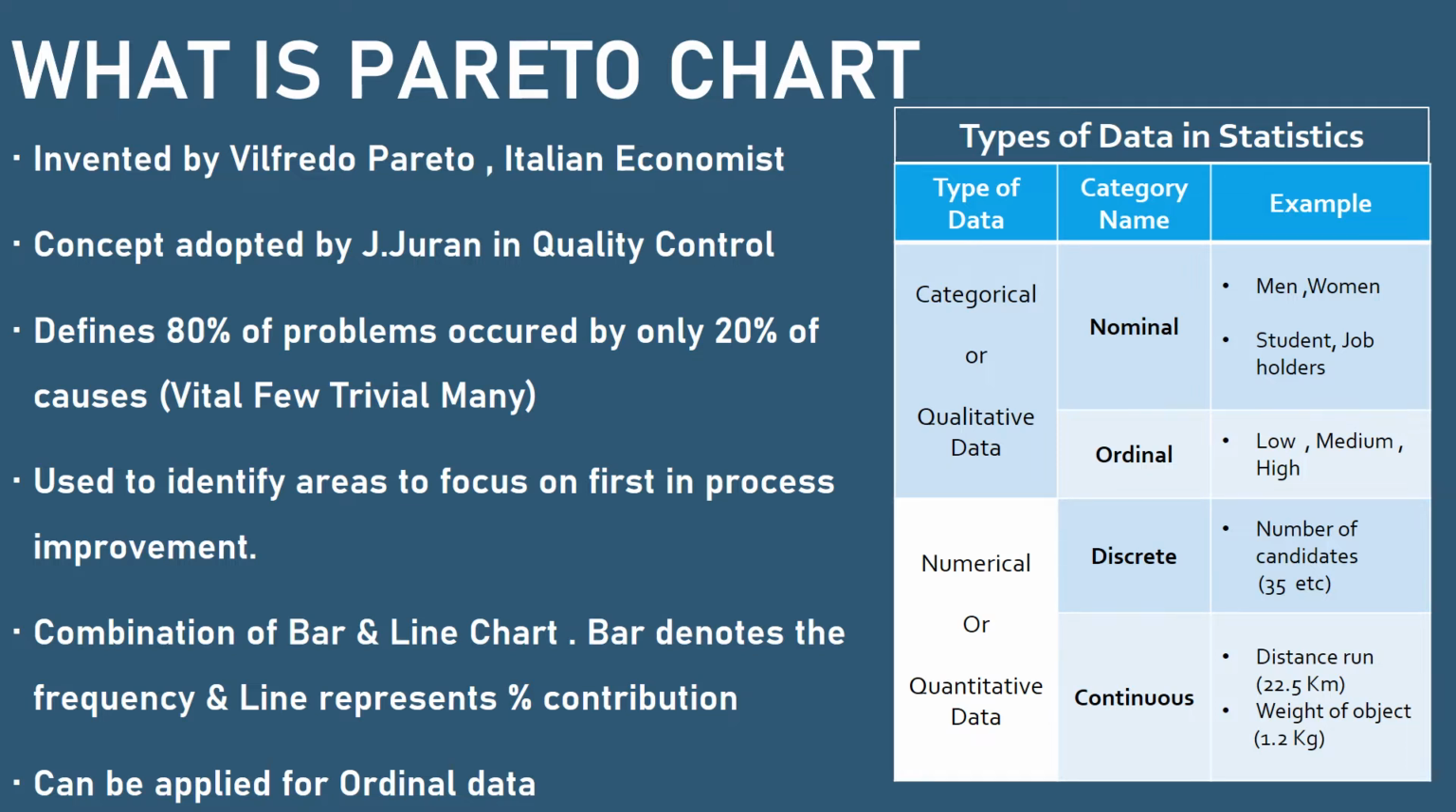The second category is numerical data, that is quantitative data. Discrete is the first type, purely counts, like number of candidates. The second one is continuous data, any measurements taken through instruments, like distance run or weight of an object. So for drawing a Pareto chart, the data should be in ordinal form, and then it will be converted into frequency for each and every category.